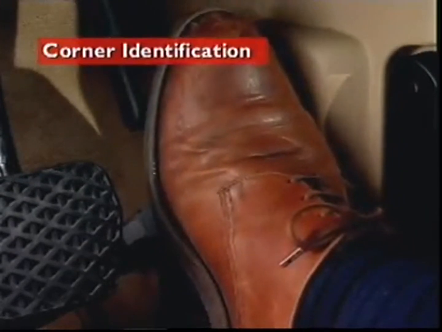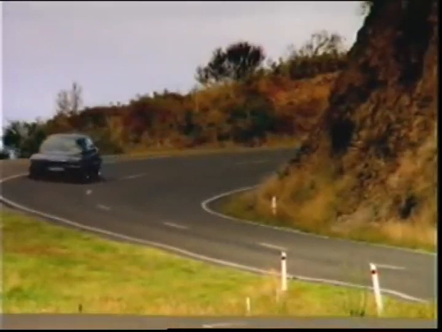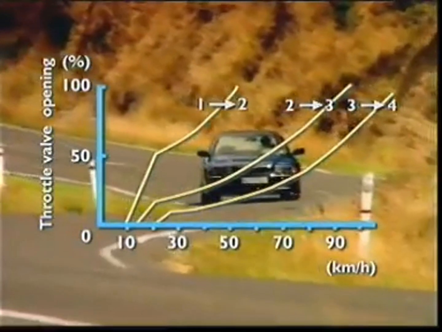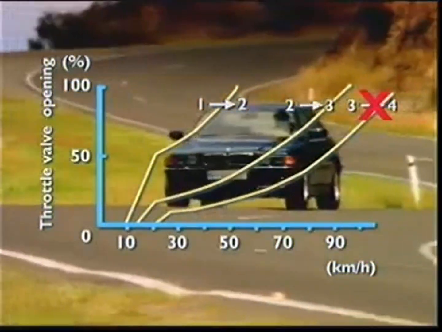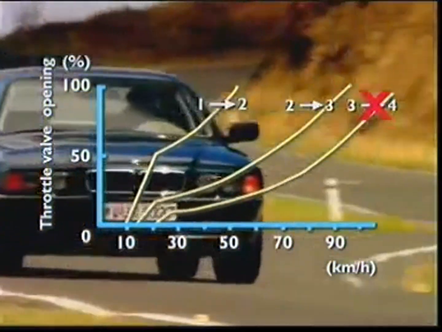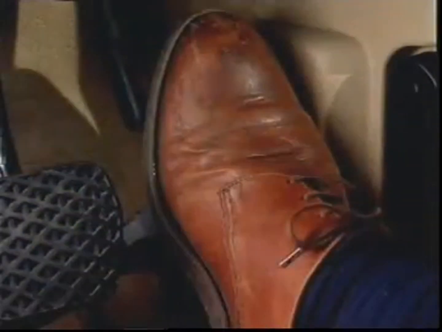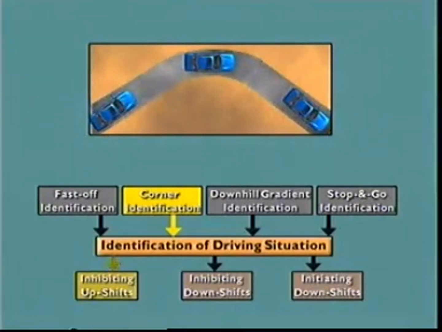The fast-off identification function can also apply when the vehicle approaches a corner. Rapidly releasing the accelerator may inhibit an upshift if the vehicle is not already in top gear. But if upshift has been avoided by fast-off identification, it is still not desirable to upshift on the actual corner, even if the accelerator is depressed again. So, upshifts are prevented when a preset rate of lateral acceleration is exceeded.